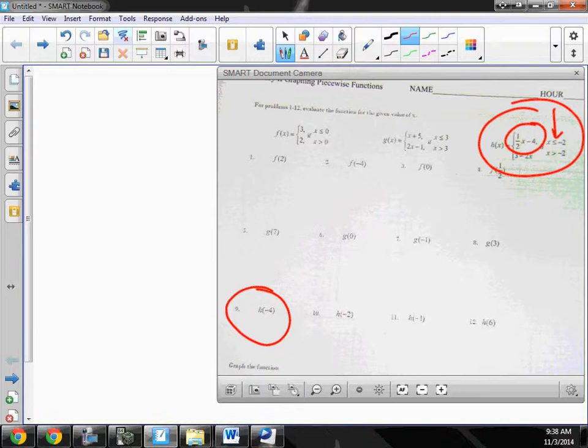And sadly, this worksheet does not have answers. I apologize. At least I don't think it does. I'll double check. But it should be a pretty simple assignment. Good luck.